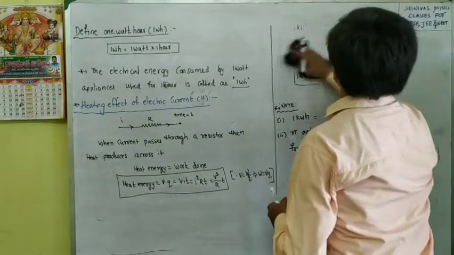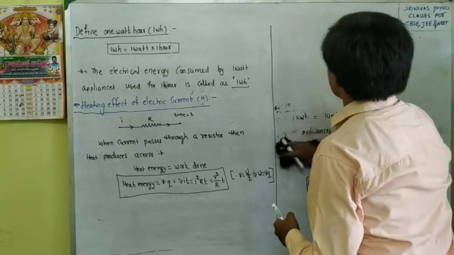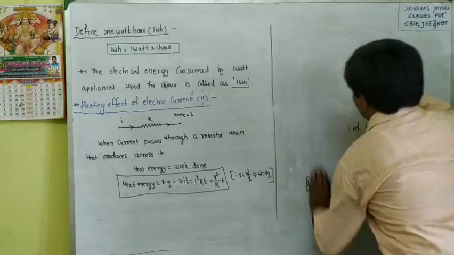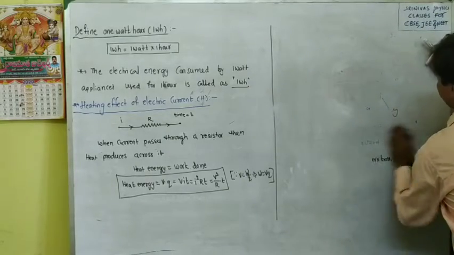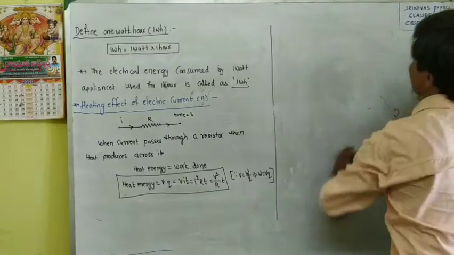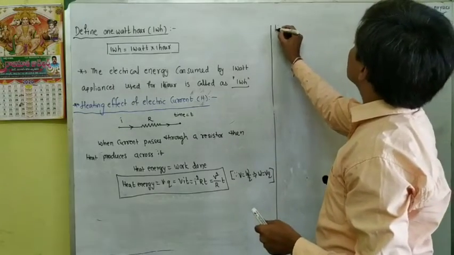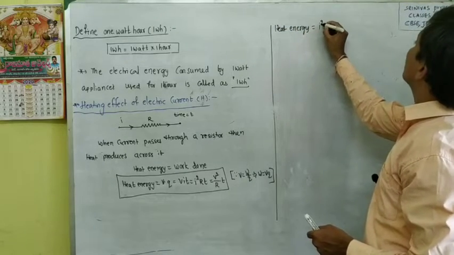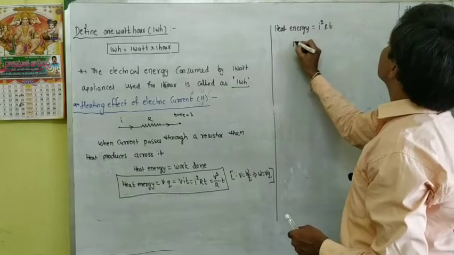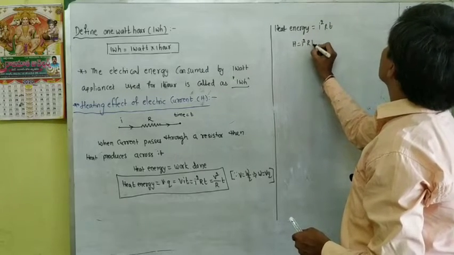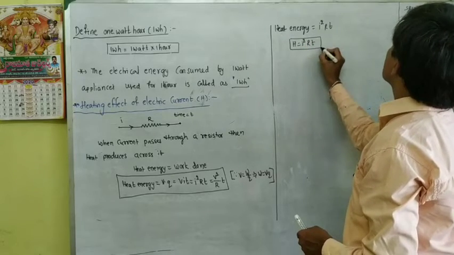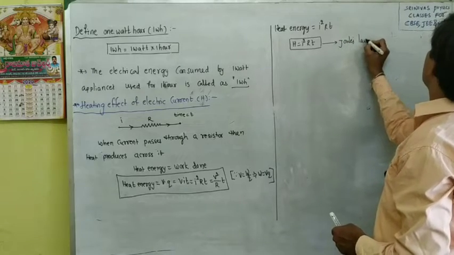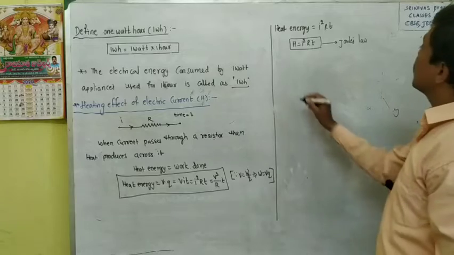Of these, we will use H equal to I square R T, and that is called Joule's law. Heat energy is equal to I square R T, that is H is equal to I square R T. This is called Joule's law. What is Joule's law? Let us see here.